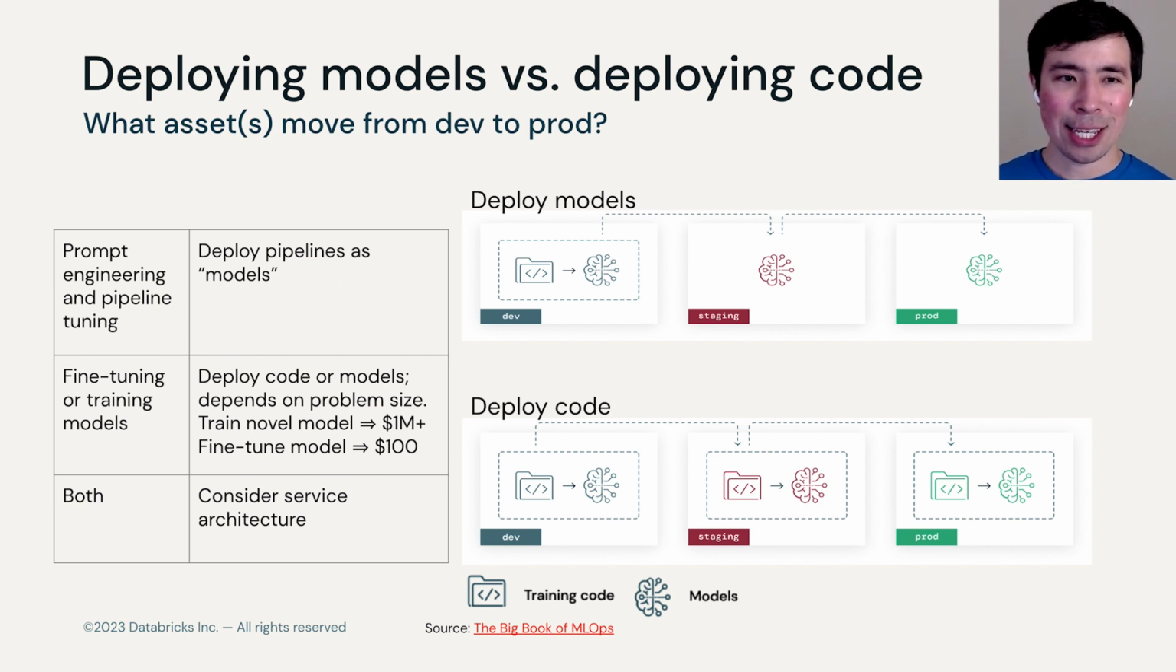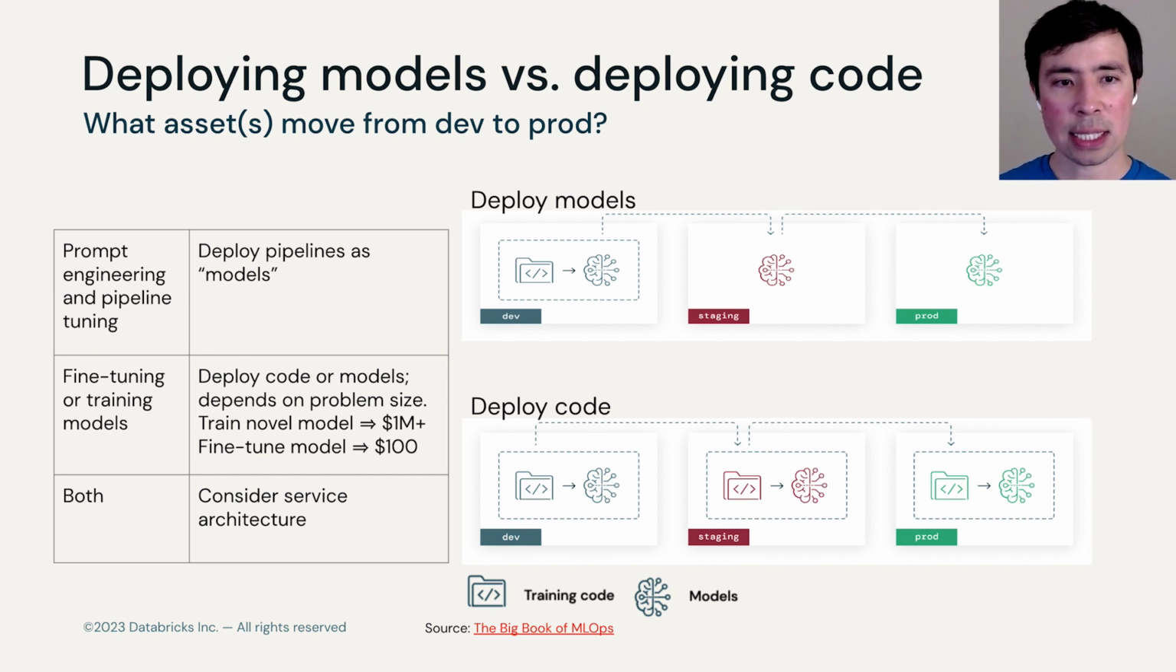One very interesting and maybe complex topic, I'd say, is thinking about deploying models versus deploying code. What assets are you moving from development to production? Remember, in our reference architecture, we talked about both using version control for code, but also model registry for models. And so I will emphasize, you may use both of these in your architecture. It's important really, though, to think about which you are doing in any one instance.